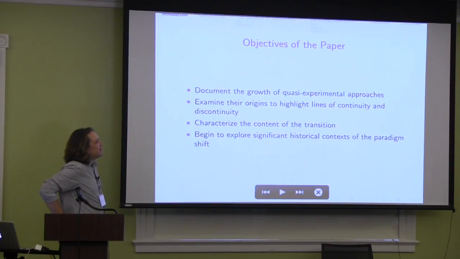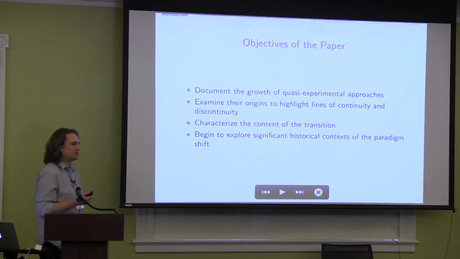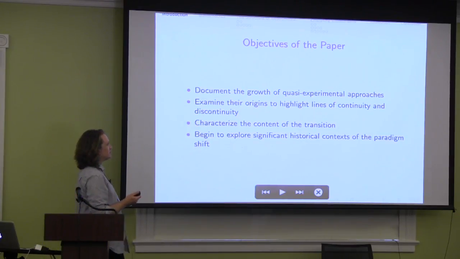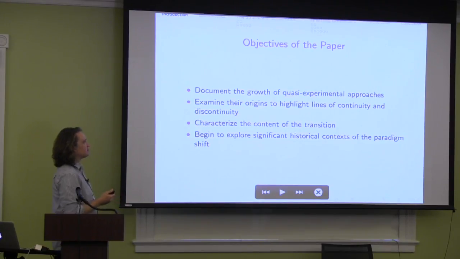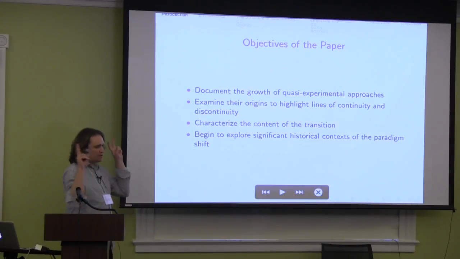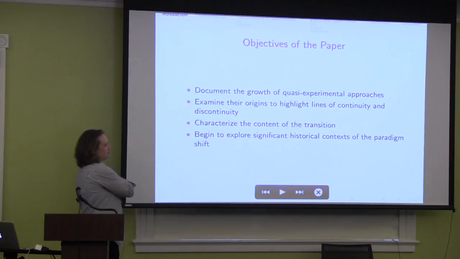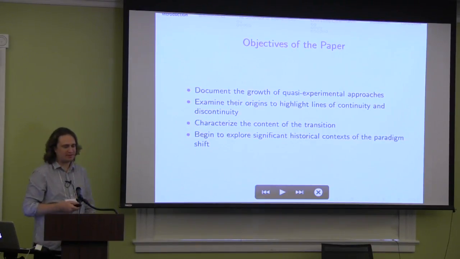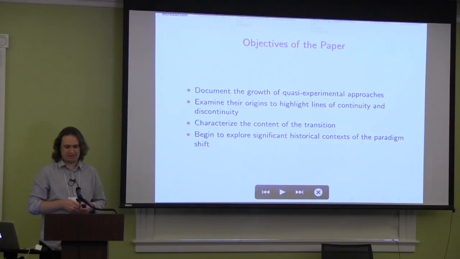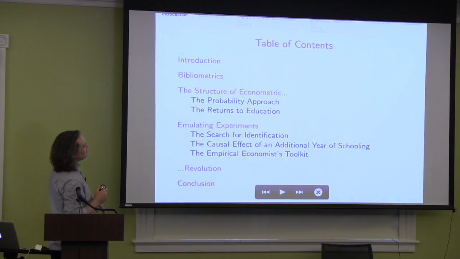Yeah, so the objectives of the paper, as I said, it's kind of a first pass to get a lot of these issues, the institutions, the individuals, the contexts on the table so that we can parse and talk about these things. More specifically, in the first part we're just going to document the growth of quasi-experimental approaches, and this is a very almost naive kind of bibliometric approach to doing so. And then more qualitatively we want to examine the origins, look at some of the history here, specifically situate the credibility revolution in the Cowles econometric paradigm. The idea there is just to highlight lines of continuity and discontinuity in this transition and characterize the content of the transition. So this is going to be a case study from the economics of education. And then finally, we're just going to explore some significant historical context of the paradigm shift. Certainly not an exhaustive thing, certainly not a full account of the recent history, but like I said, a first pass. Just giving you the broad overview here.